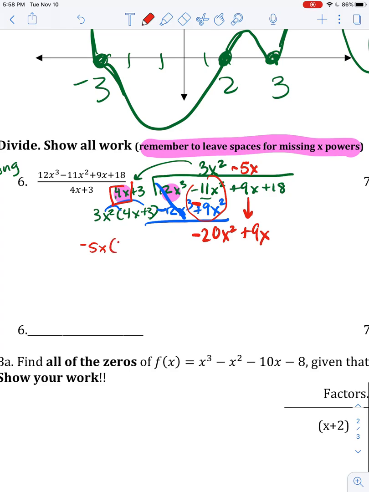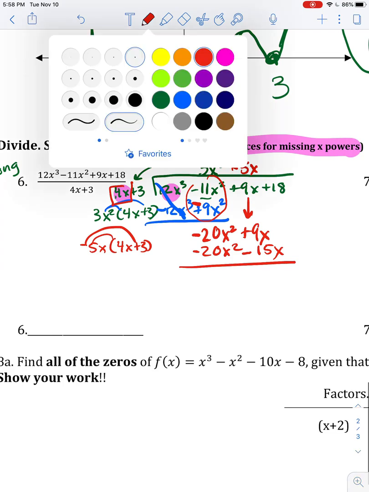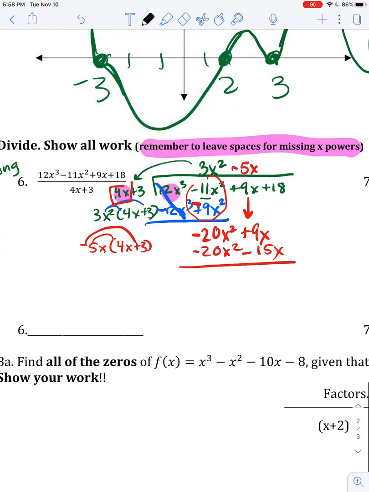Then I need to go over here and take that negative 5x, and you bring in the negative with you, times this 4x plus 3 from the side. Distributing that, I get negative 20x squared, and then be careful, that becomes a minus 15x. But now I have to come through and subtract. Negative 20x squared minus a negative turns to adding and is gone. 9x minus negative 15 turns to adding as well and becomes a 24x. Bring down the 18.